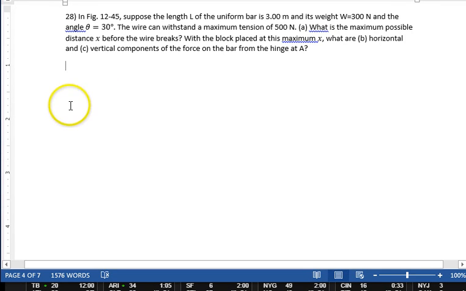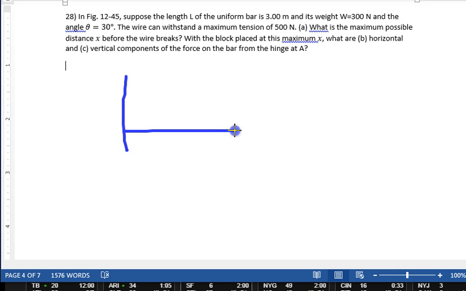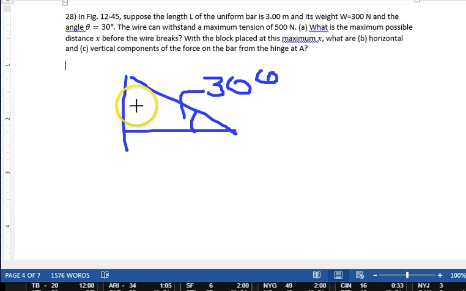All right, in this problem, I think we did this one in class, but we have the wall, we have a beam that's going out like this, we have a cable attached to it at an angle of 30 degrees, right? And there's a mass on this, and then there's the weight of the beam and the weight of the mass.